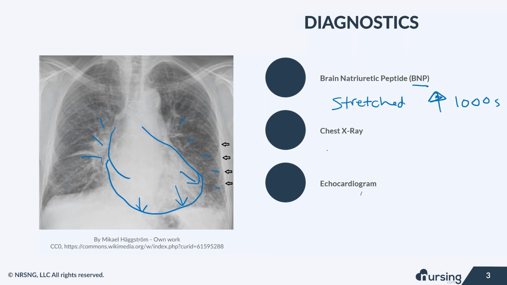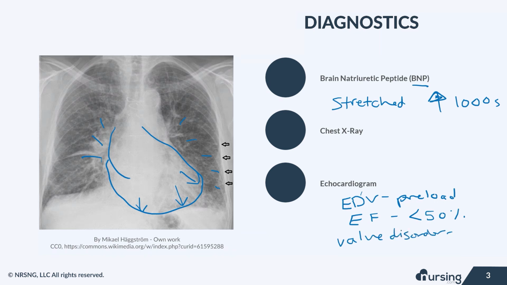Now, we'll also get an echocardiogram, and this is going to show us a couple things. One is end diastolic volumes. Remember, that measures preload. The other thing we'll see is ejection fraction, and in heart failure patients, it's usually less than 50%, so that's not good. And then we can also see on an echo if there's any valve disorders, okay?